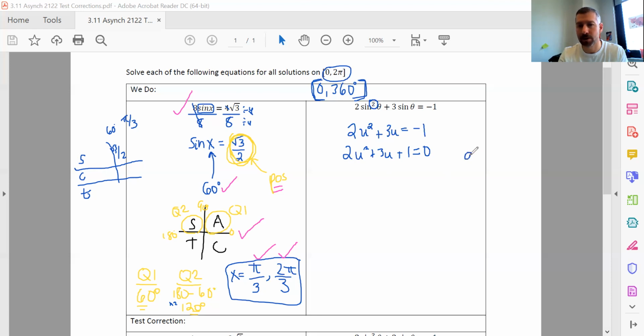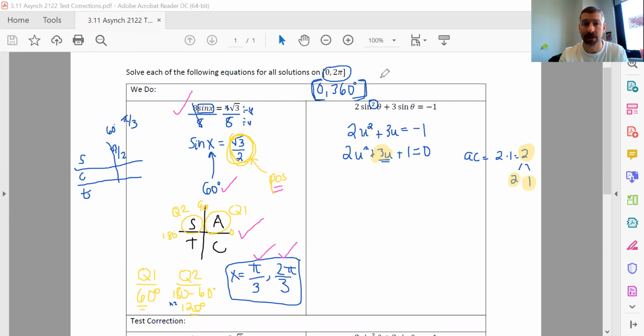So I've got to do factoring by grouping, a times c. 2 times 1, which is 2. And now I've got to look for factors of 2. There's only 2 of them, 2 and 1. Do those also add up to get me 3? Absolutely. And so remember that when we're factoring, we're looking for numbers that multiply to give us that c term, or in this case, a times c, but also add to give us 3.